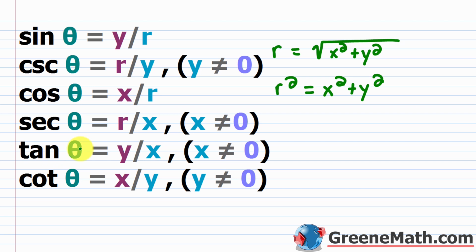Then you have your tangent of theta, which is y over x. X is not equal to 0. And your cotangent of theta, which is x over y. Y is not equal to 0. Again, these guys are reciprocals.